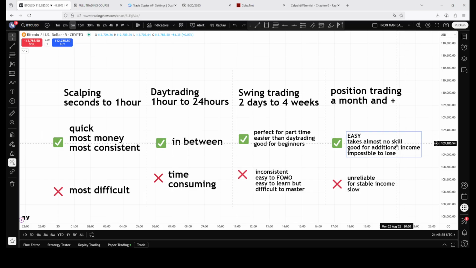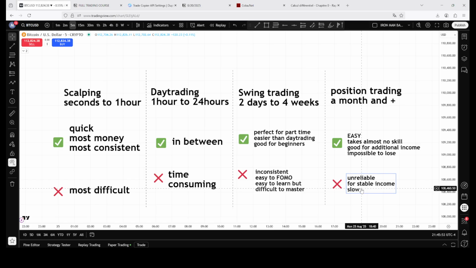It's good for additional income. If you're someone that's not really in the game of trading, or you just want to make a bit more money, you already have a job or you already have a business, this is good for you. And then it's unreliable. What I mean by that is most people are going to tell you, yeah, you're investing, it's reliable, it's better than scalping.